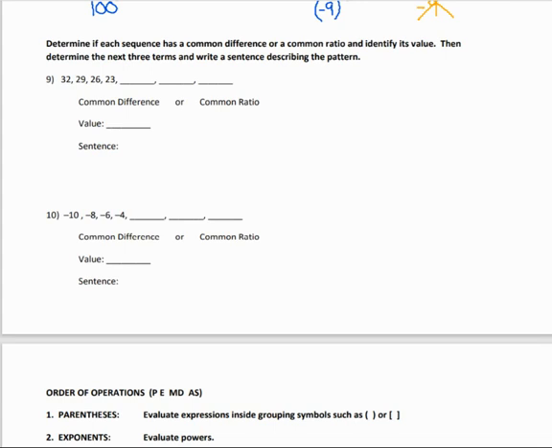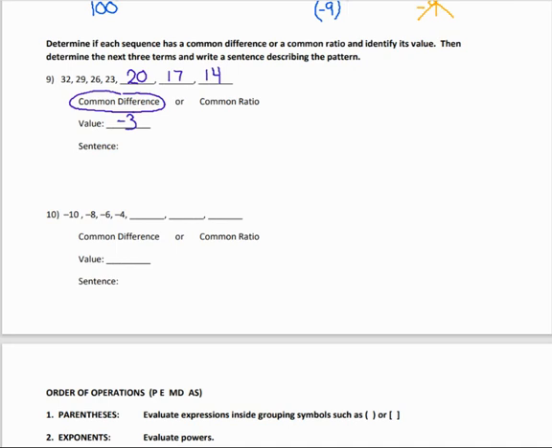So for number 9 here, we have 32, 29, 26, and 23. So hopefully we can see here we are definitely getting smaller. So we're either subtracting or dividing. In this case, we are subtracting. So we have a common difference, and it's of -3. We are subtracting 3 each time. So that'll give us 20, then 17, and then 14. How do we do? Good?